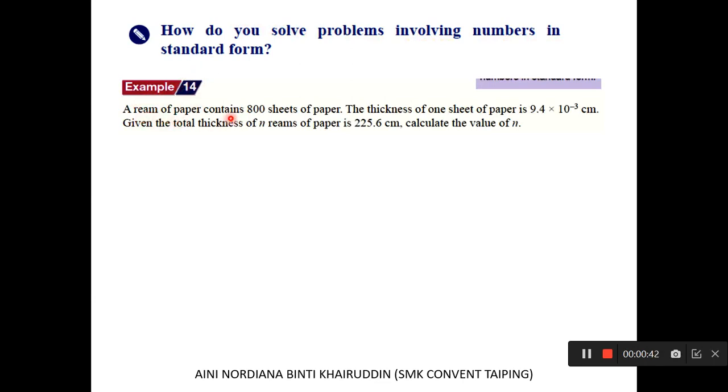A ream of paper contains 800 sheets of paper. The thickness of one sheet of paper is 9.4 times 10 to the power of negative 3 cm. Given the total thickness of n reams of paper is 225.6 cm, calculate the value of n.